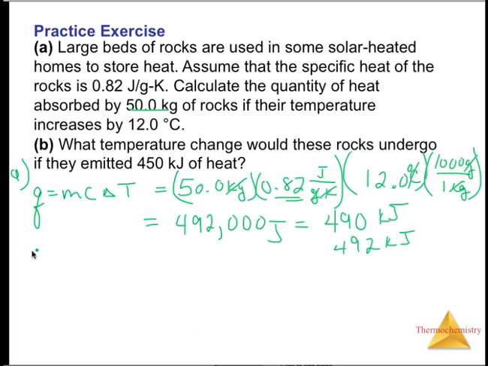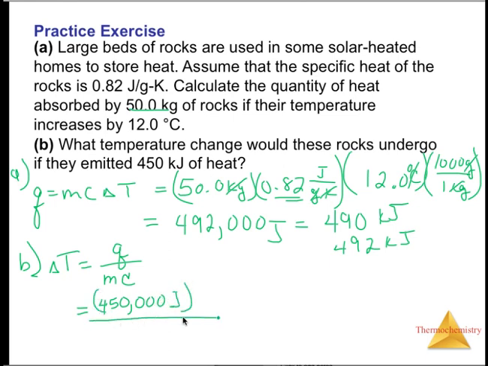All right, so now B. What temperature change would these rocks undergo if they emitted 450 kilojoules of heat? Right, so now I'm going to solve this equation for delta T. Delta T is equal to Q divided by MC. 450,000 joules is my Q. They have 50.0 kilograms of mass and 0.82 joules per gram Kelvin.